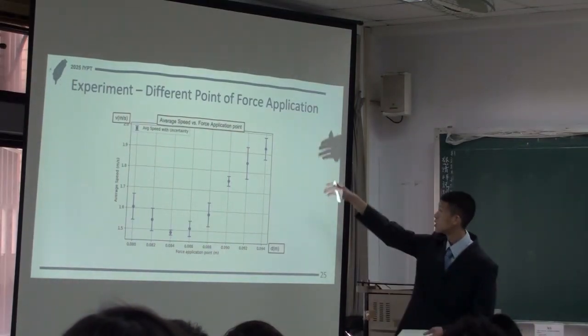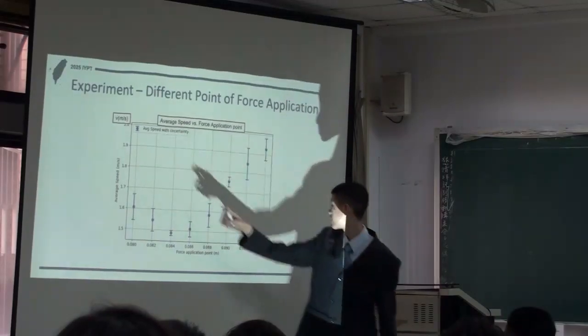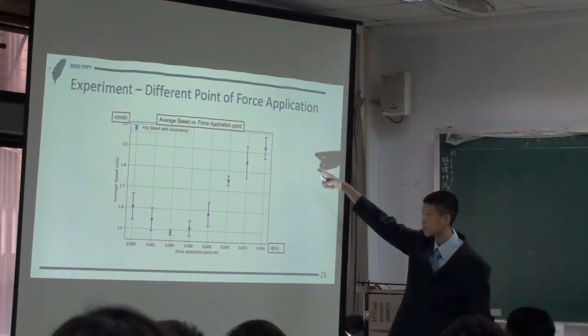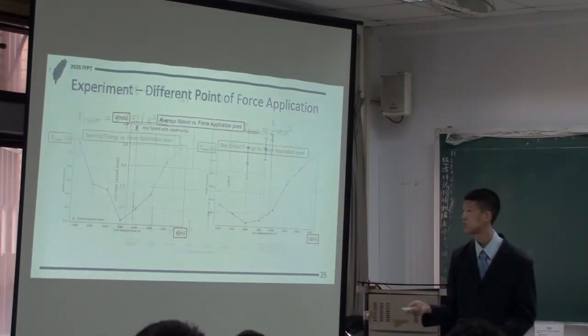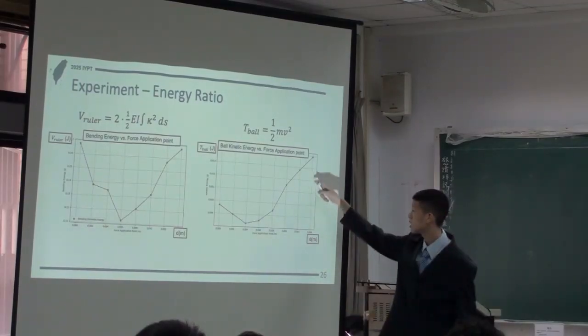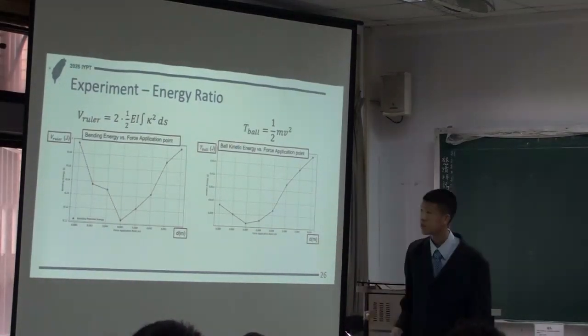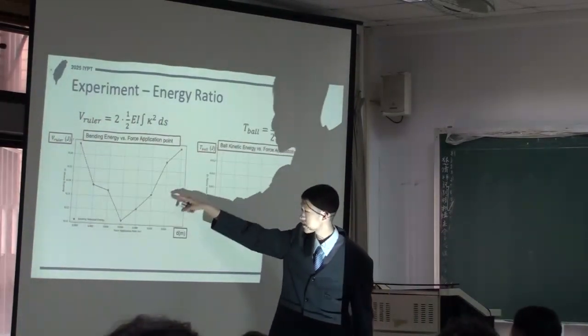So we first find the velocity. This is velocity. This is a force application point. We find the graph of this, and we can calculate the kinetic energy. And for the kinetic energy, it is like this line. And for the bending energy, this is like this line.